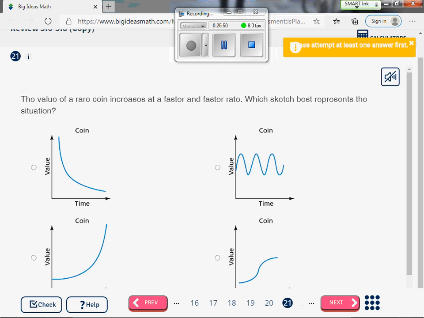The value of a rare quark increases at a faster and faster rate. So it's going to continue to go up faster and faster, yes? Which one of these four increases at a faster and faster rate? The bottom left, because it's curving up. Yes? And that would be it.